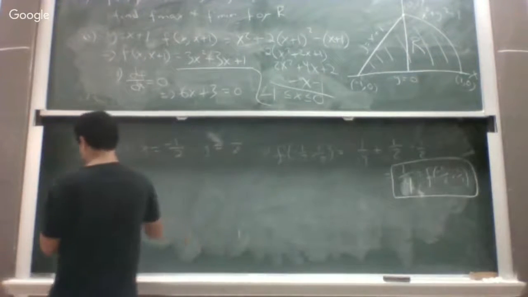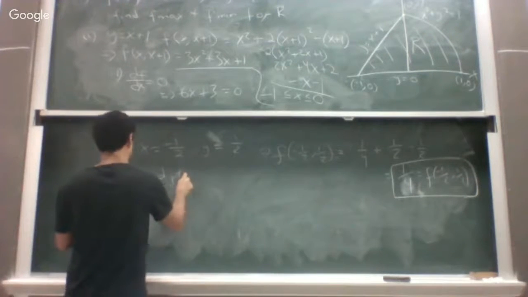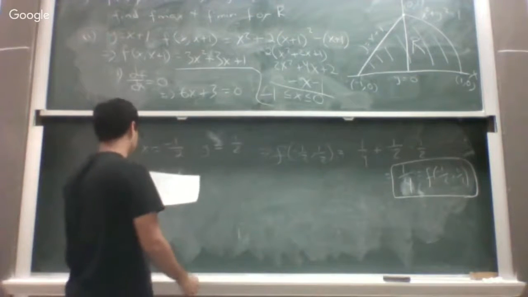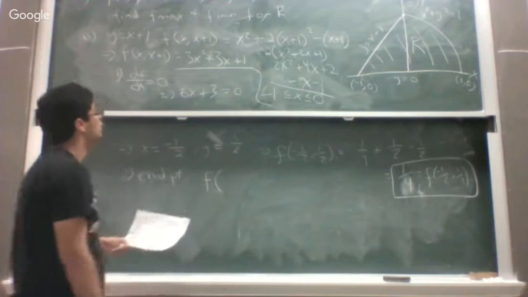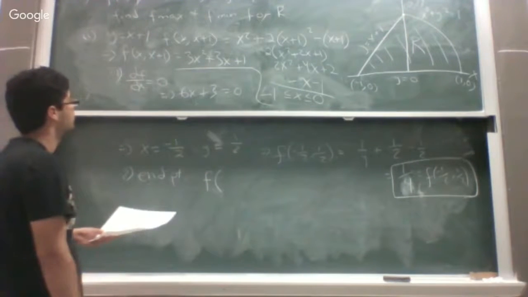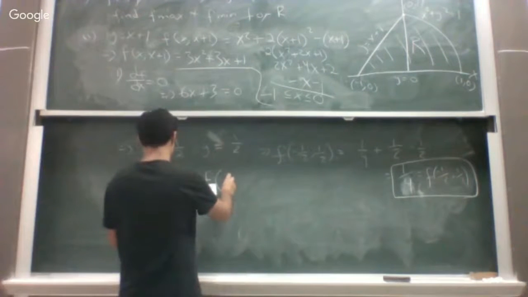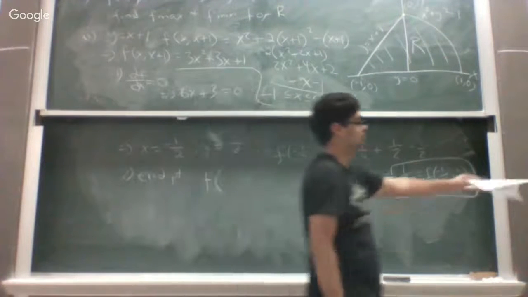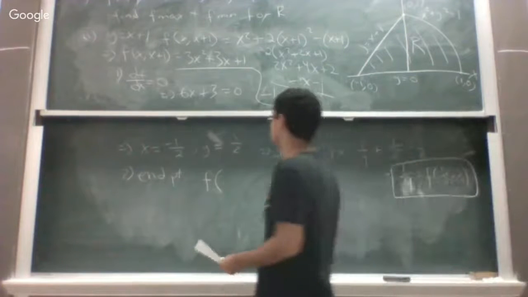So now what do we test? Now we're getting it. Endpoints. We have -1 and 0. When x is equal to -1, what is y equal to? 0. But we already found that point, so no need to do that.